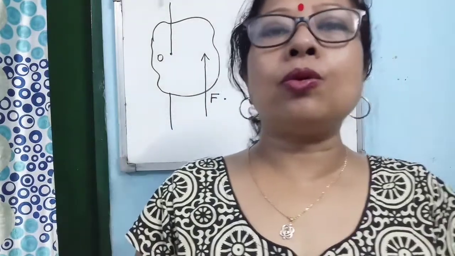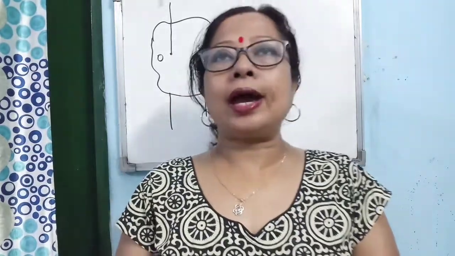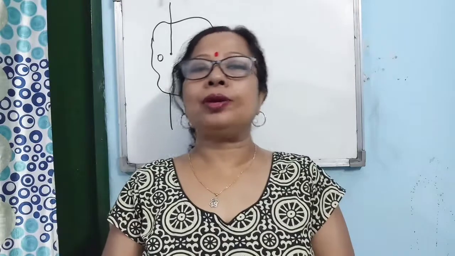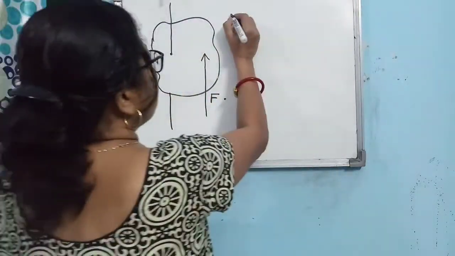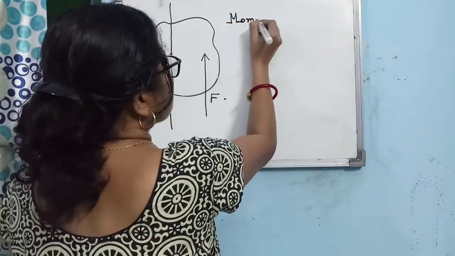When you are applying a force and the body is undergoing rotational motion, we define one term in physics that is known as the turning effect of a force. The turning effect of a force measures how easily one force can rotate a body. It gives the measure of how easily you can rotate a body. Is that clear? And the turning effect we generally measure by the term known as moment of force.